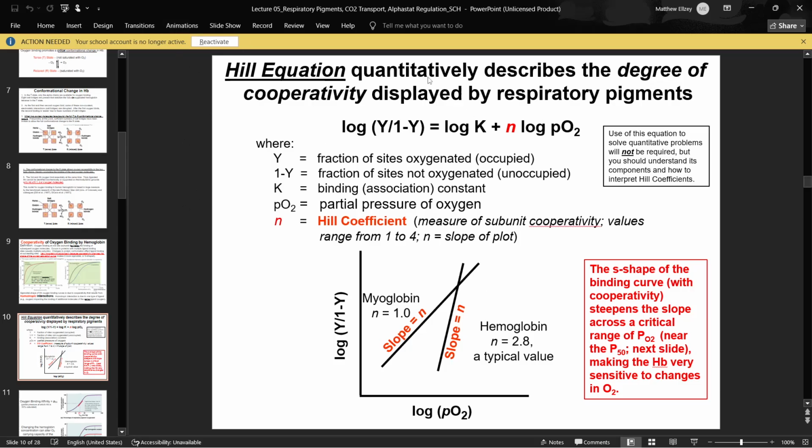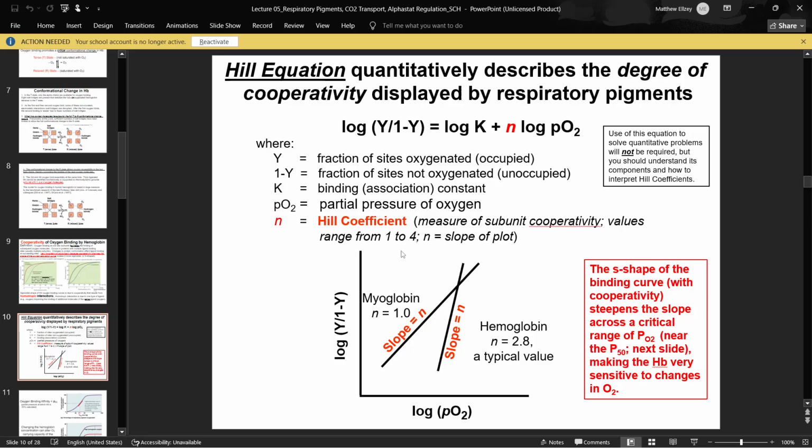We have the Hill equation, which quantitatively describes the degree of cooperativity displayed by the pigments. So log of y over 1 minus y is log K plus n log PO2. y is the fraction of sites oxygenated, 1 minus y is the fraction of sites not oxygenated, K is the binding constant, PO2 is the partial pressure of oxygen, and n is the Hill coefficient, which measures the subunit cooperativity. That's the important thing to know: the Hill coefficient is the subunit cooperativity.